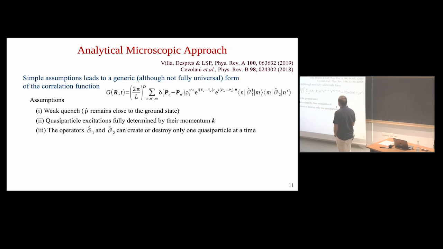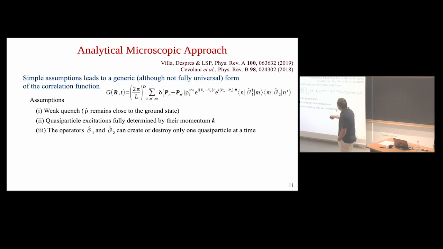Okay, so a few simple assumptions will now allow us to write a generic form of this correlation function. The first idea is that we'll restrict to a weak quench. So we will stay close to the ground state, which means that either n prime or n has to be the ground state. So we'll just look at coupling between the ground state and some of the excited states that are over here.